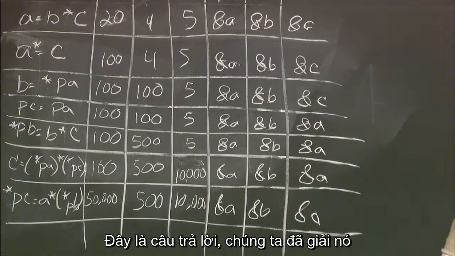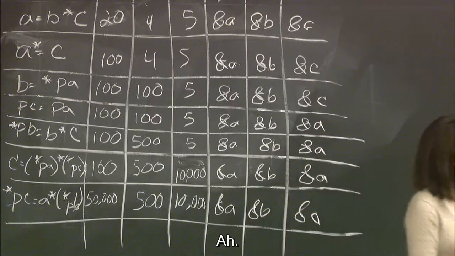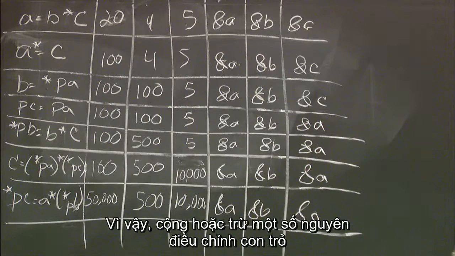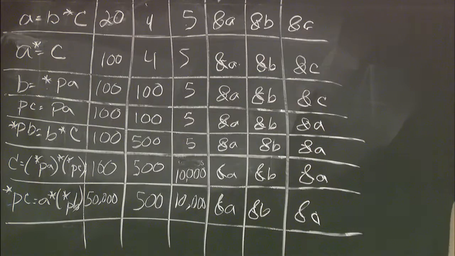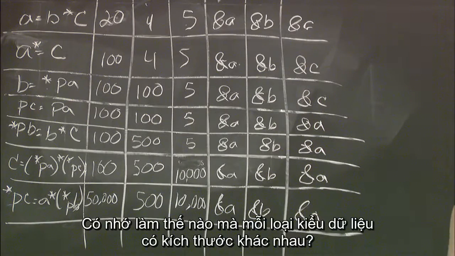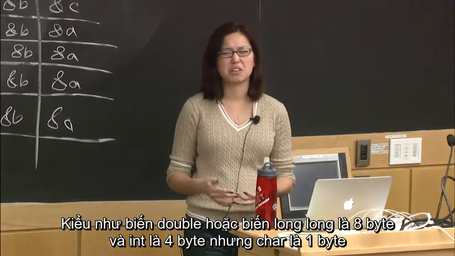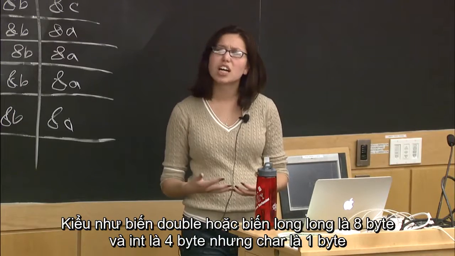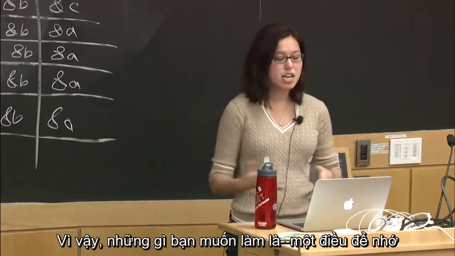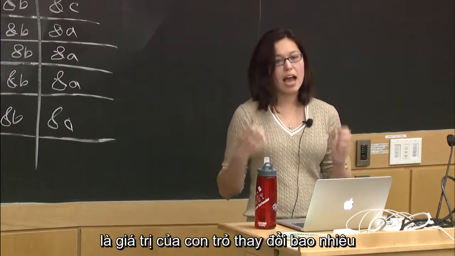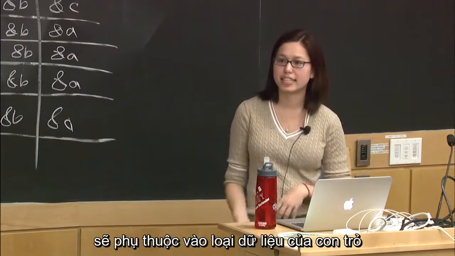So there are the answers. Pointer arithmetic. So adding or subtracting an integer adjusts the pointer by the size of the type of pointer. Remember how every type has a different size, right? So like a double or a long is 8. An int is 4, a char is 1. So one thing to remember is just that how much your pointer value actually changes will depend on the type of pointer it is.